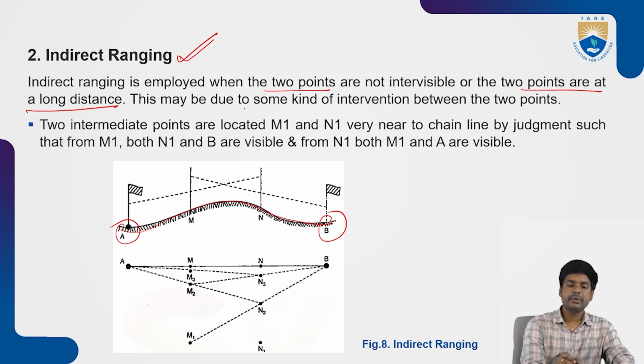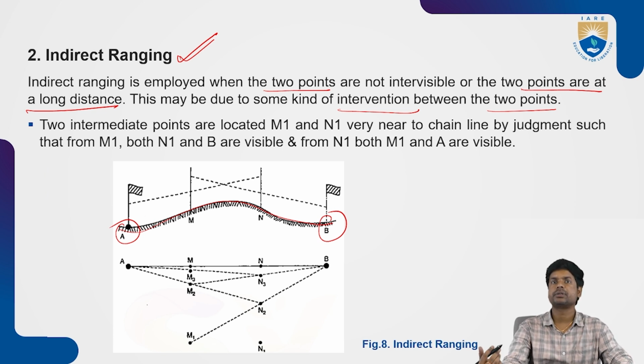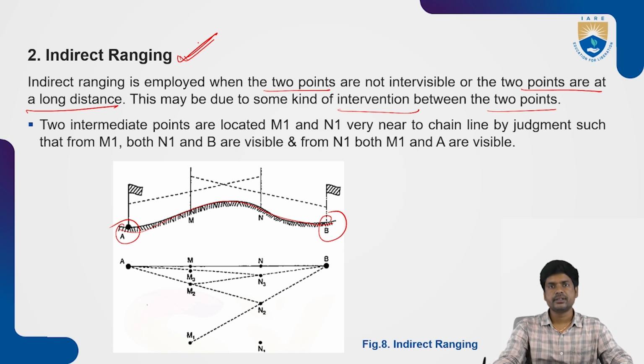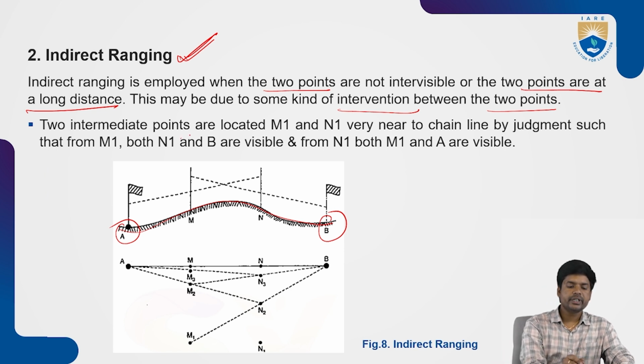This may be due to some kind of obstruction between the 2 points. The invisibility of these points may be because, sometimes, trees are present near the survey area. That is the reason this is called indirect ranging. Two intermediate points are located.